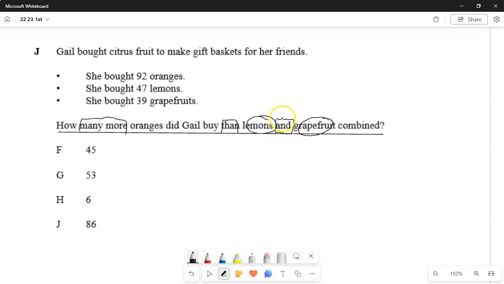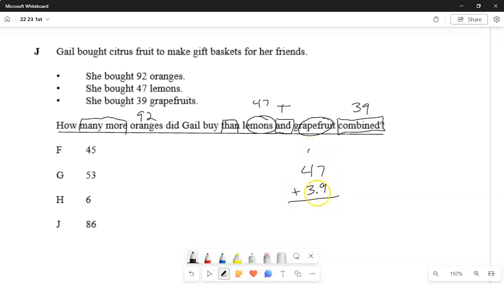Got the word and in there. Got the word combined in there. Okay. Sounds like I'm going to add these together. I'm going to add the lemons and grapefruit together, and then I'll subtract the sum of that from the oranges, because there was 92 oranges. So that would be 47, the lemon and grapefruit. As a matter of fact, I'll put that right there. Lemon is 47. Grapefruit's 39. And the oranges are 92. That's the majority of them. Okay, so that would be 47 plus 39.